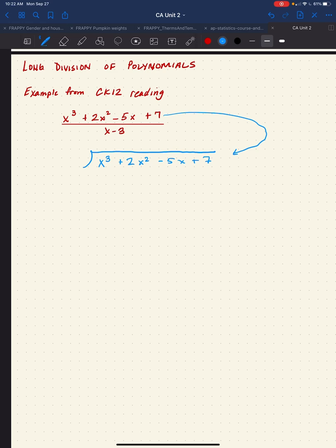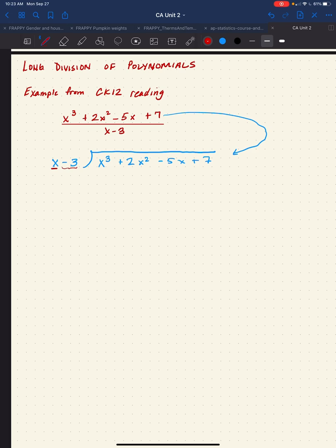One note, if you have a term missing, like say I didn't have an x squared term, hold its place with just a 0x squared, something like that, just so that you don't forget that you have to use that term as well. So now I'm going to divide into that x minus 3. Now the process here is you're going to really pay attention to the x for the division, and then the other number is going to be for when you stop dividing and you take it back down to subtract out.